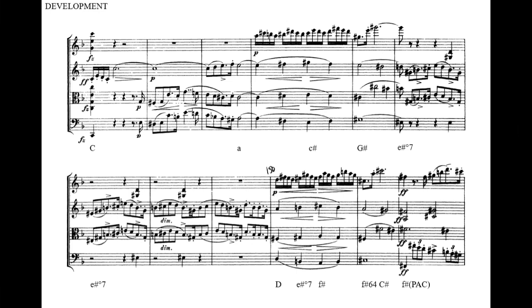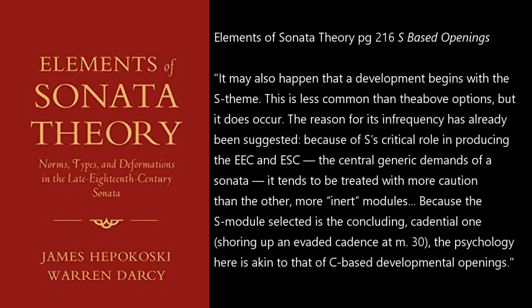In the Elements of Sonata Theory, Hepokoski and Darcy write that a development which begins with the secondary theme, or themes as the case may be, might be seen as attempting to shore up weaknesses in those thematic zones in the exposition. Certainly, the exposition's secondary themes experienced about as much weakness as they could have, in that they failed to reach closure. So, that makes sense as an opening move for this development.